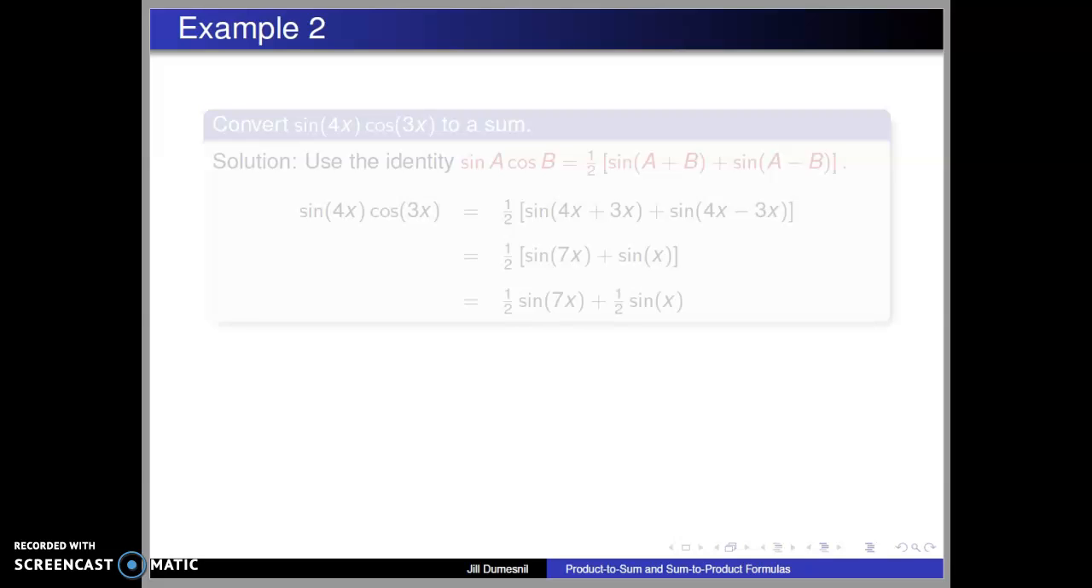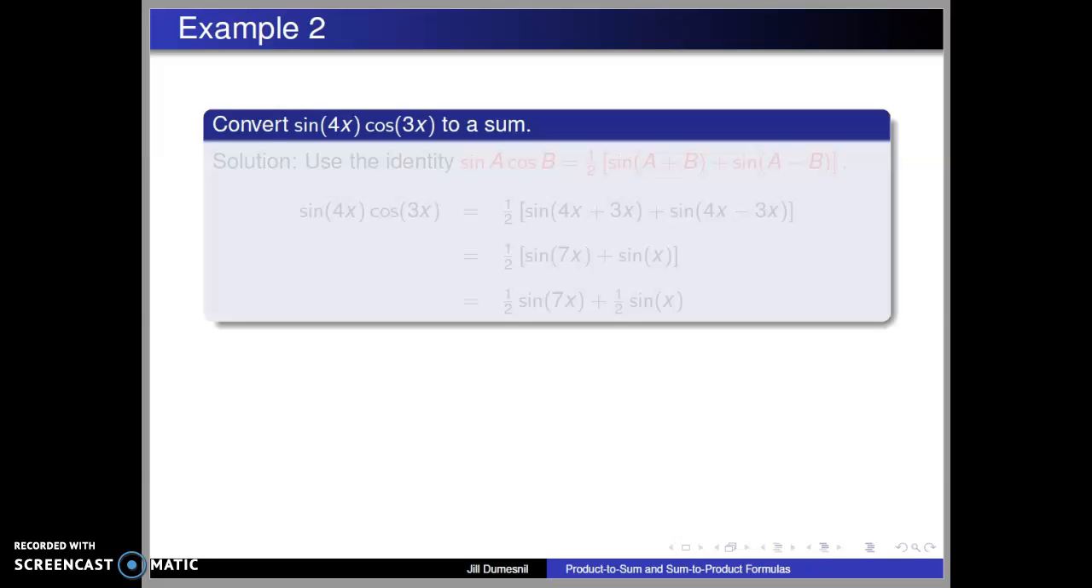Let's consider a second example. Convert the product sine 4x times cosine 3x to a sum. At this point, it isn't clear why we would want to make such a conversion. It turns out, however, in calculus, that integrating products is quite difficult, while integrating sums is much easier.